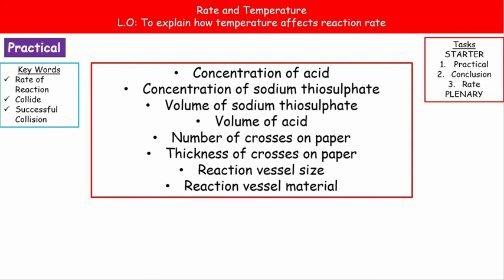So here's some of the ones that I came up with when I was thinking about it. Give yourself a tick for each one of these you've got right. So the concentration of the acid, concentration of sodium thiosulfate, the volume of the acid, the volume of the sodium thiosulfate, the number of crosses on the paper, the thickness of crosses on the paper, the reaction vessel size, and the reaction vessel material. That's not to say that's all of them. I'm sure there are others.